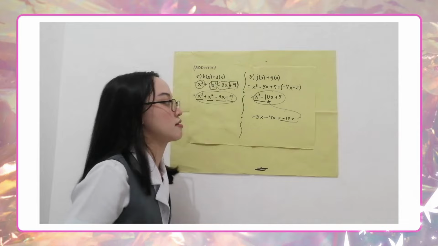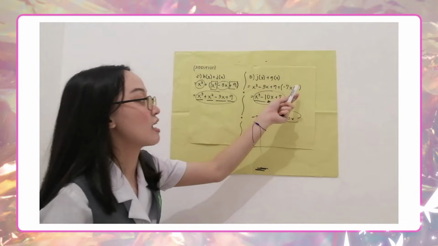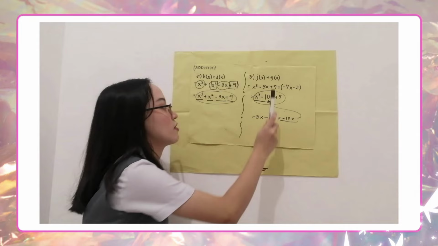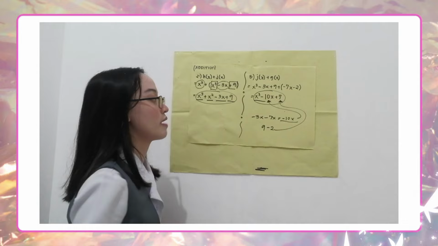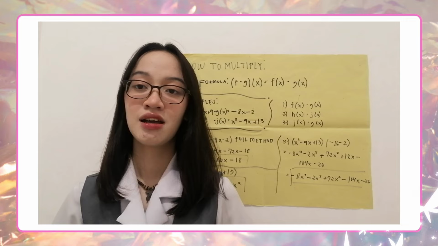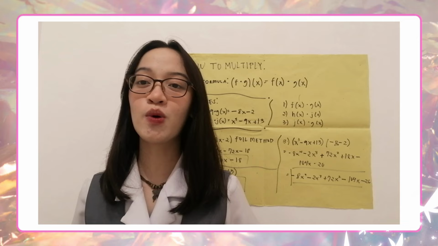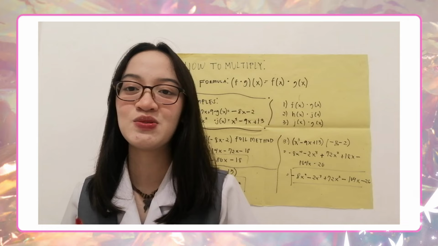Then, after nyan, makikita natin, meron na namang same na value. Yun yung 9 and negative 2. So, anong gagawin natin dyan? Formulate natin. So, 9 minus 2 equals 7. The answer is x cubed minus 10x plus 7. So, you get it? So now that we are done discussing addition of function, let's move forward to the other formula or symbol to formulate function.